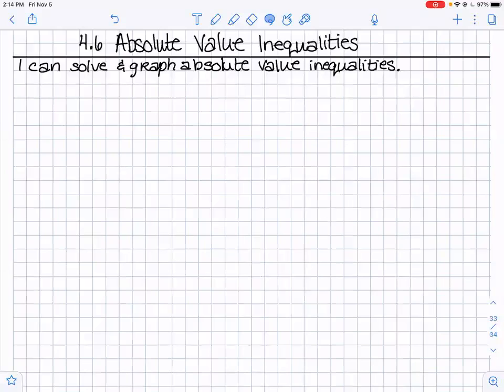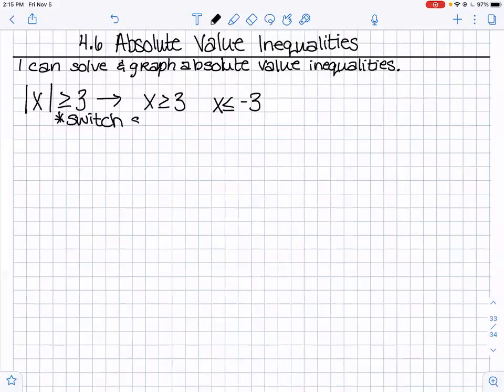So if I say the absolute value, let me grab a pen here. Absolute value of x is greater than or equal to 3. That means that x is greater than or equal to 3, or x is less than or equal to -3. Why did I have to flip the sign around? Because it changed it to a negative. So we have to flip the sign around. Okay, so let's make a note. Switch sign when changing negatives and positives.